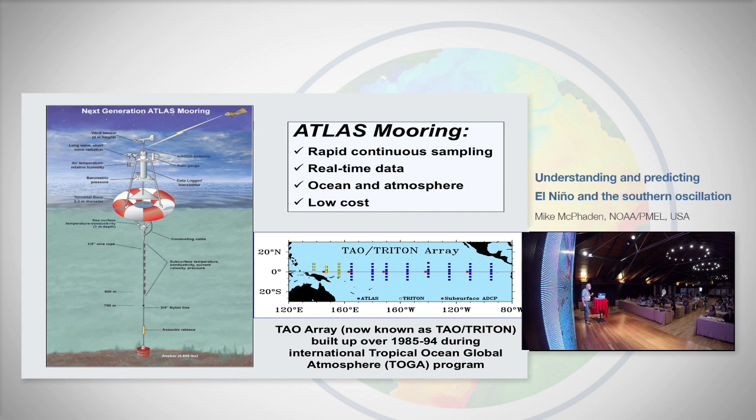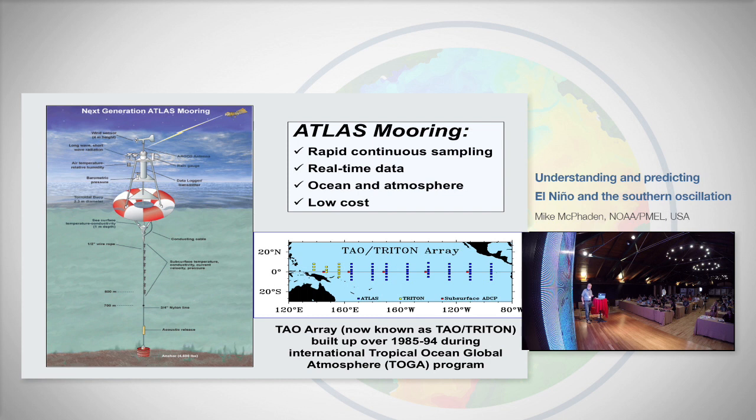And you can start to look at the data and monitor how the system is evolving day by day. El Nino and the Southern Oscillation are a coupled ocean-atmosphere phenomenon, and you get both ocean and atmosphere from a single platform: winds and other meteorological data from the surface float, and on the mooring line below, you get ocean parameters: temperature, salinity, velocity, and others.